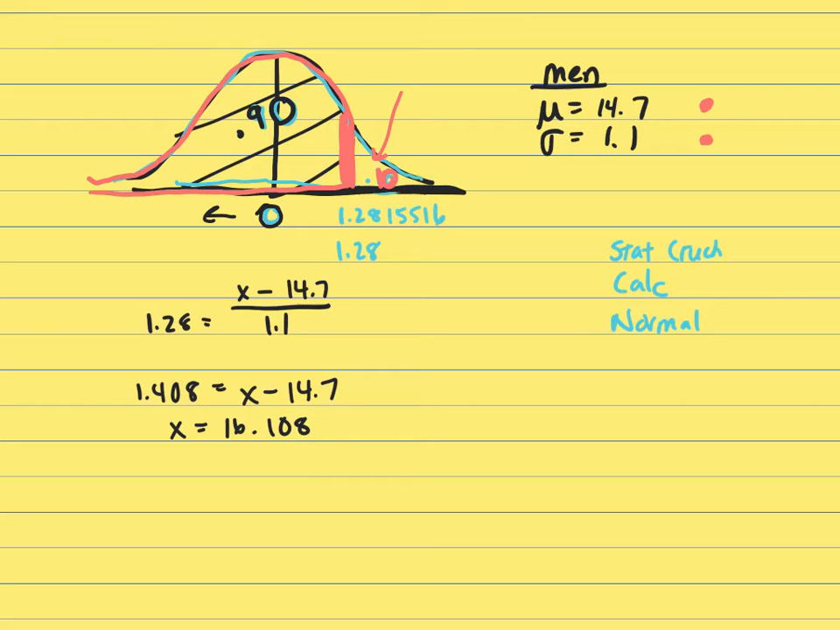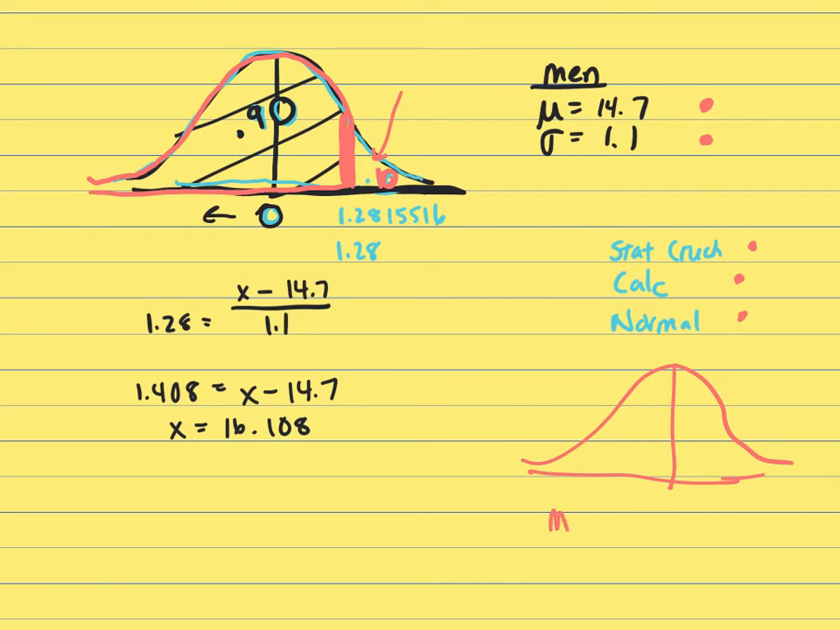Well, we can't go straight to a real world X. We have to go to a Z first. So, StatCrunch: Stat, Calculators, Normal. I'm doing this as I go. And you come up and you see a picture like this.